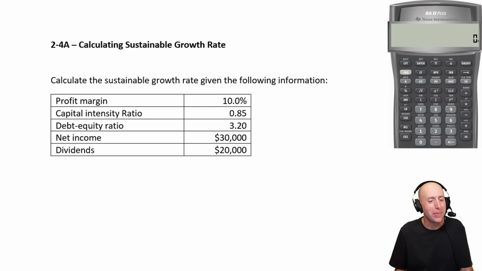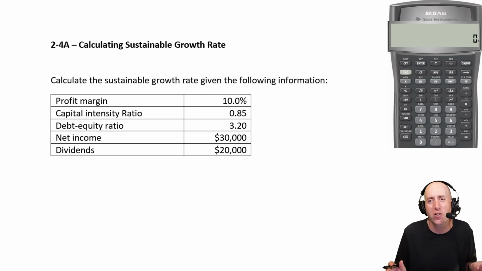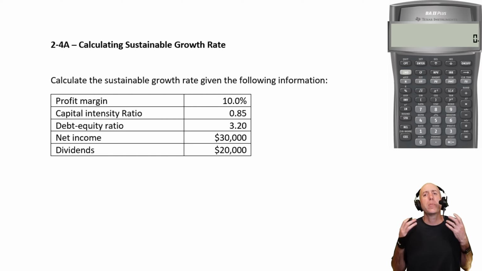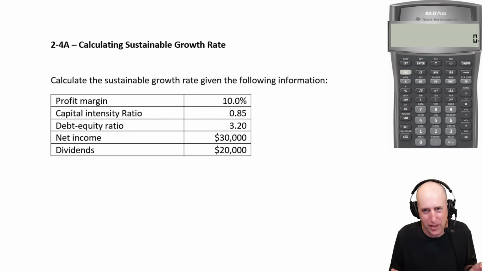Let's run through problem 2.4a. We're calculating a sustainable growth rate. This is a funny problem. I have to be honest with you. The reason it's a funny problem is because it's not super realistic. We're given just scattershot information and we have to play puzzle solver here.